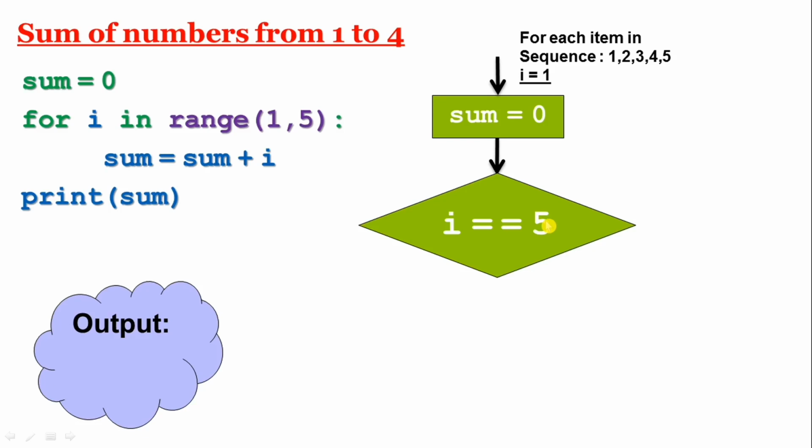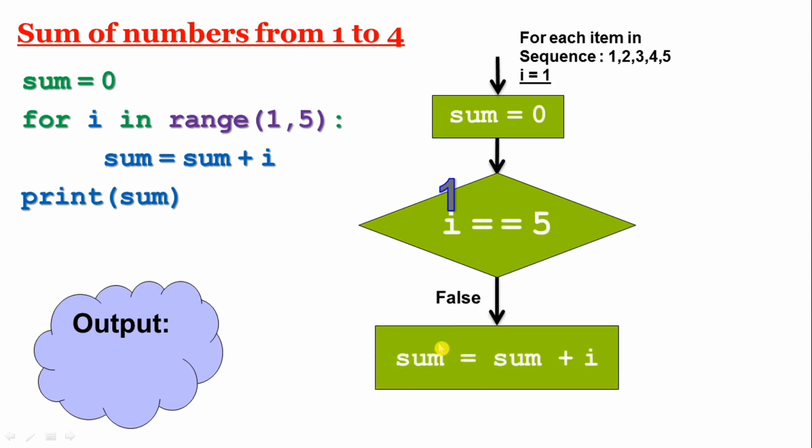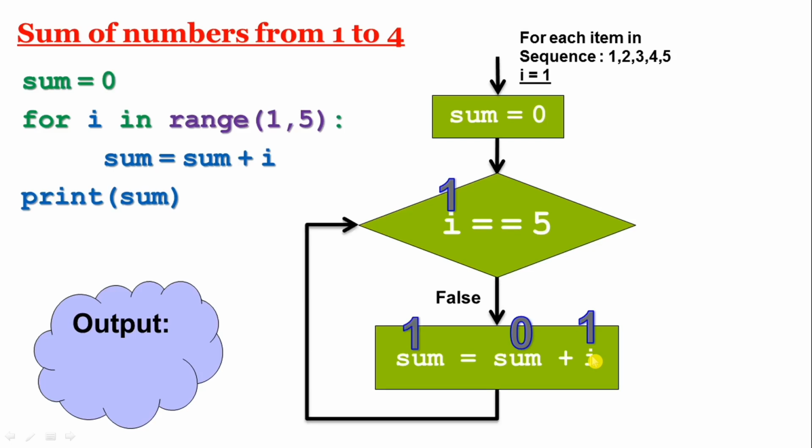i is equal to 5? i is equal to 1. 1, is it equal to 5? No, it is false. So it will go to this wing and perform this operation. Sum is equal to sum plus i. i is equal to 1. Sum is equal to 0. 0 plus 1 is equal to 1. Like this, it goes back to the condition again.